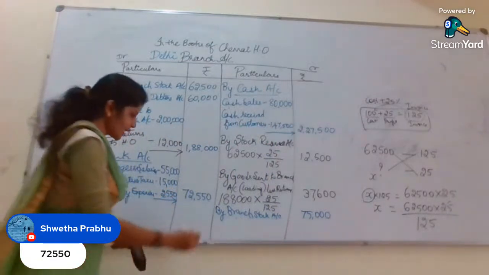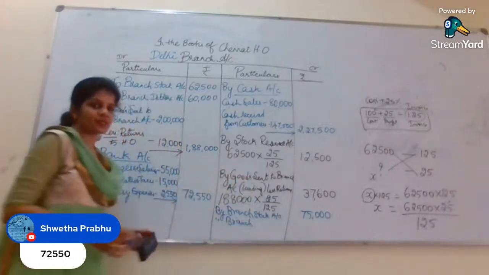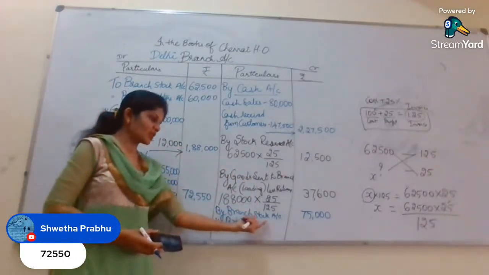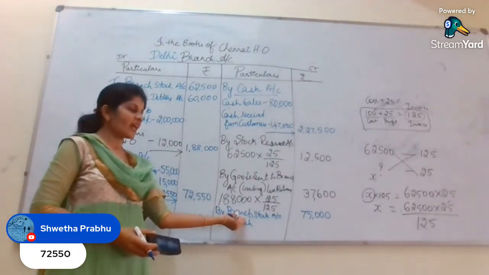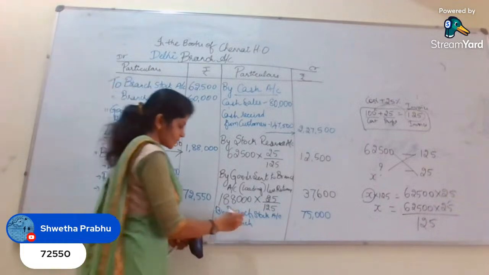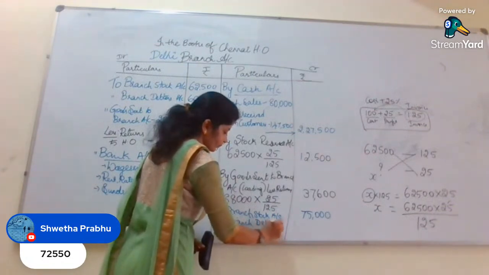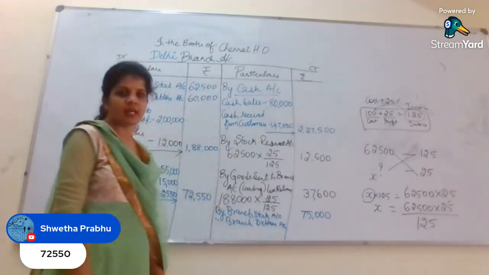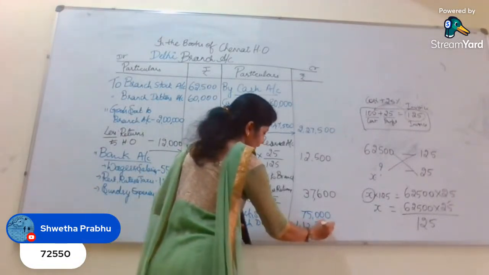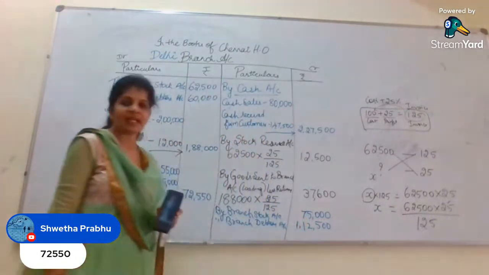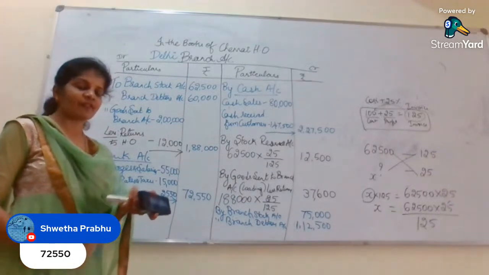Then closing debtors, that is by branch debtors. In bracket you can write the description so that you can understand easily. By branch stock. Why is it by branch stock? Because it is a closing entry. That is recording of closing stock, closing asset. By branch debtors. By branch debtors account. The amount of this is 1,12,500. And there is one last adjustment, that is liability for petty expenses.